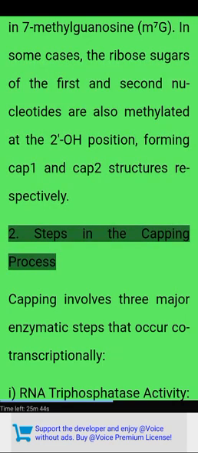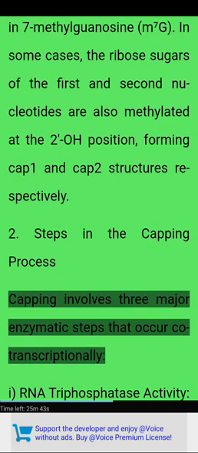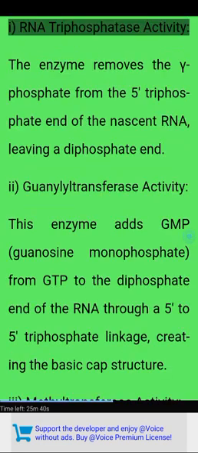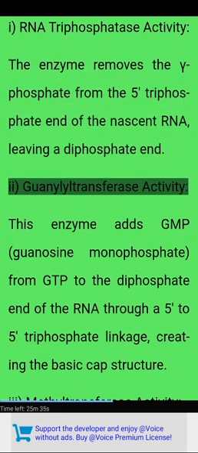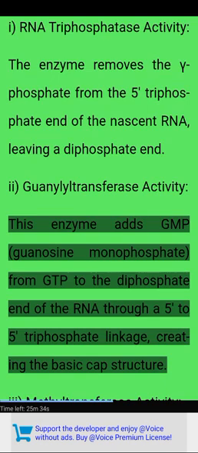2. Steps in the capping process. Capping involves 3 major enzymatic steps that occur co-transcriptionally. RNA triphosphatase activity: the enzyme removes the gamma phosphate from the 5' triphosphate end of the nascent RNA, leaving a diphosphate end. Guanylyltransferase activity: this enzyme adds GMP, guanosine monophosphate, from GTP to the diphosphate end of the RNA through a 5' to 5' triphosphate linkage, creating the basic cap structure.